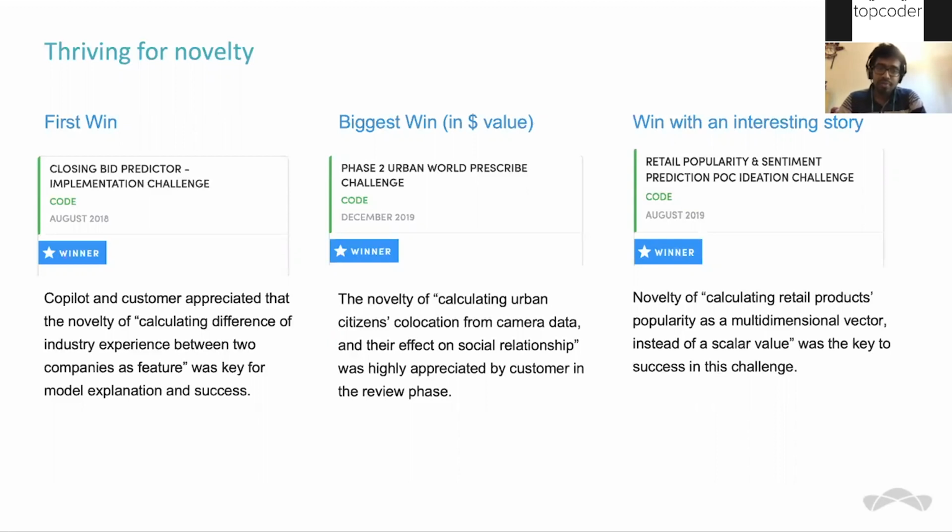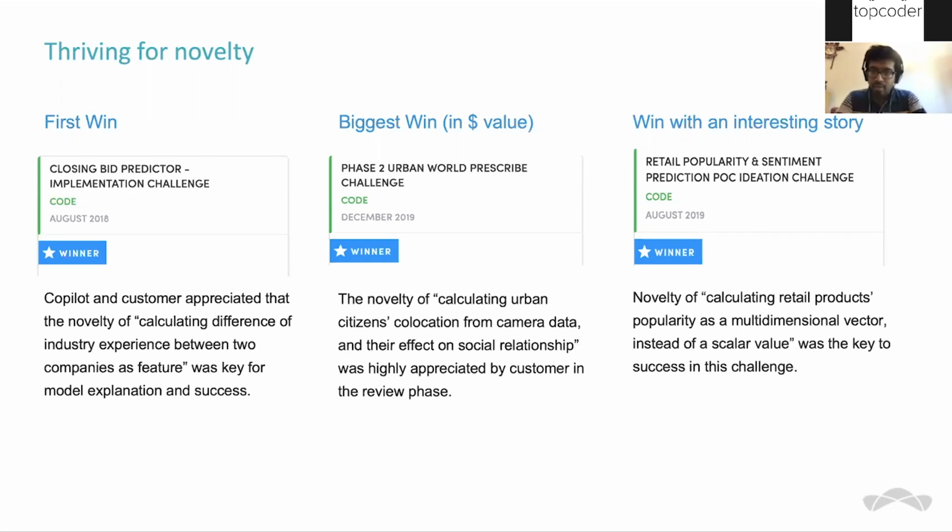On that first win, one of the novelty factors I introduced in my solution was calculating the difference of industry experience between the two companies, who is bidding and who is trying to be acquired, using the NLP technique and some other techniques as well. On the urban world challenge, the calculation of co-location of the citizens using the camera data and then its effect on their social relationships was another novelty factor I introduced in that solution.